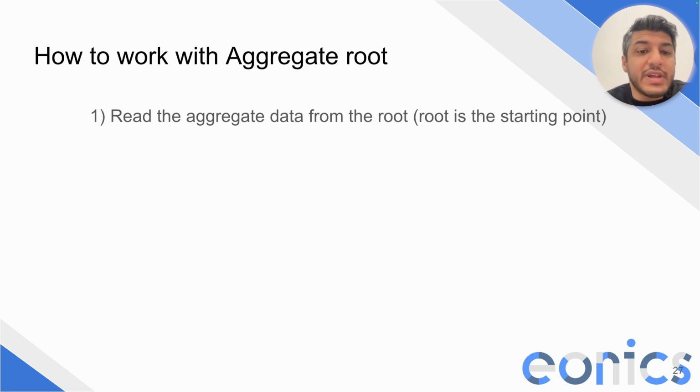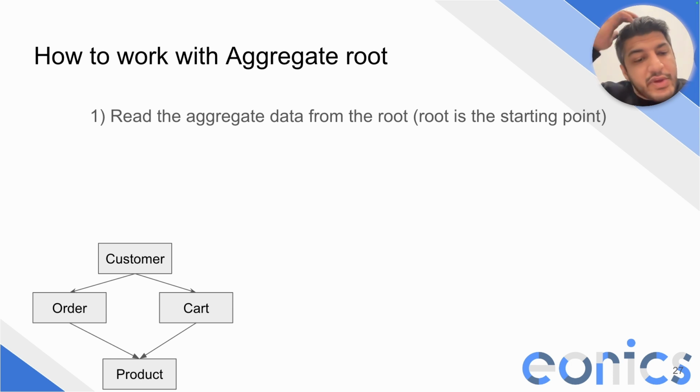But how do we work with an aggregate root? We have to read the aggregate data first, because the aggregate data does not include every object in a diagram, in a model. For instance, here we have a model containing customer, order, card, and product. But if we are trying to do some operation, then we can have an amalgam of a couple of these objects in our aggregate root.